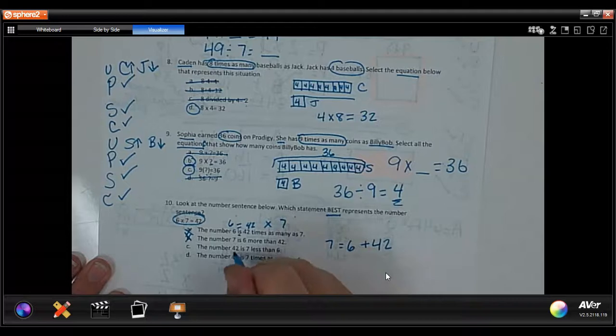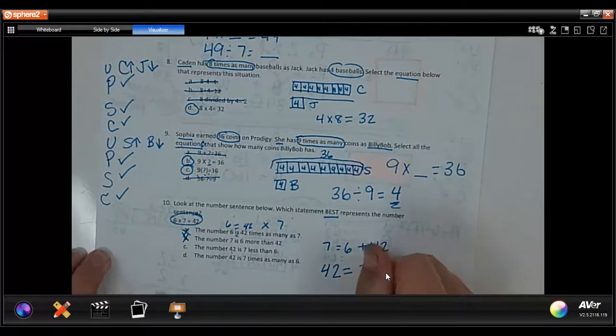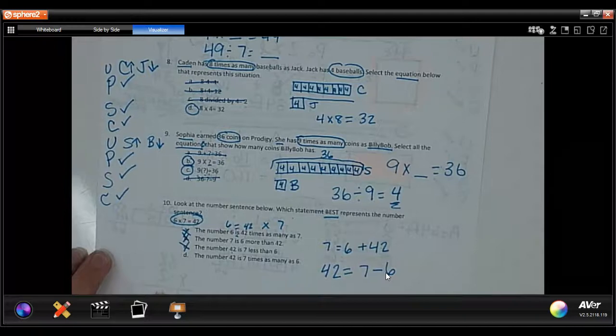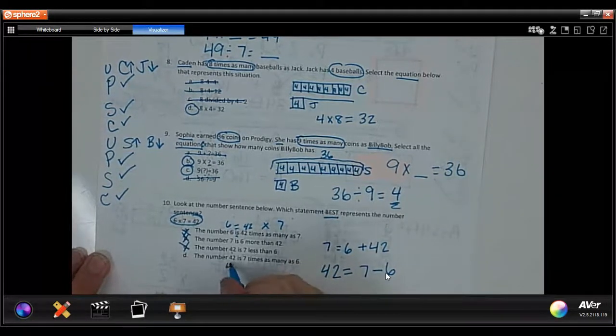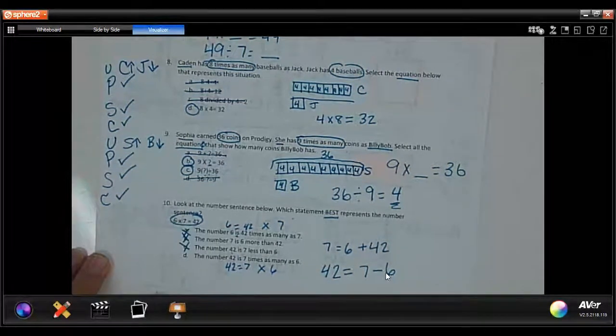The next one, 42 means equal 7 less than 6. 42 equals 7 minus 6. That's definitely not 7 times 6 equals 42. Last one, 42 is 7 times as many as 6. 42 equals 7 times 6. That's essentially saying the same thing, except it's just written a little differently. So that is the correct answer. D would be the correct answer for that one.